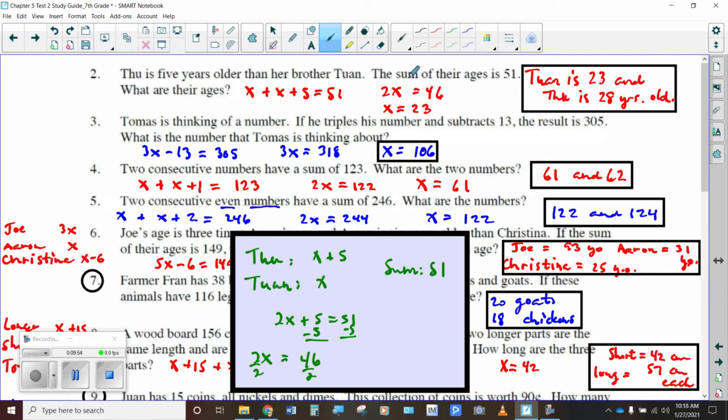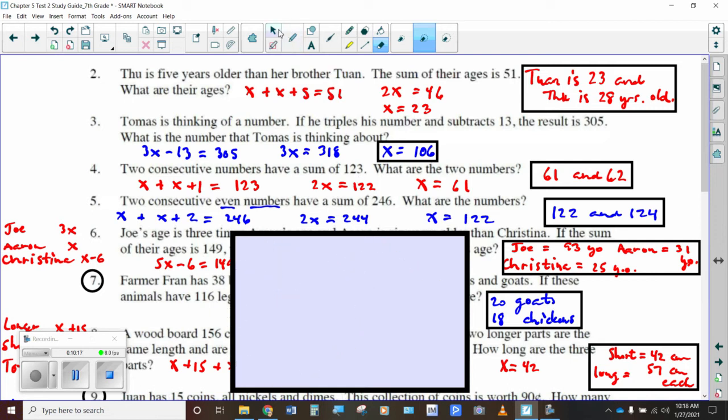So if Twan is 23, that was the x, right? And Tuan is 5 years older, then Tuan would have to be 28. And let's check it. Is 23 plus 28 equal to 51? Yes, it is. We feel good about our answer. We declare our answer and put a box around it. So that is the process that we are going to use for most of these problems.